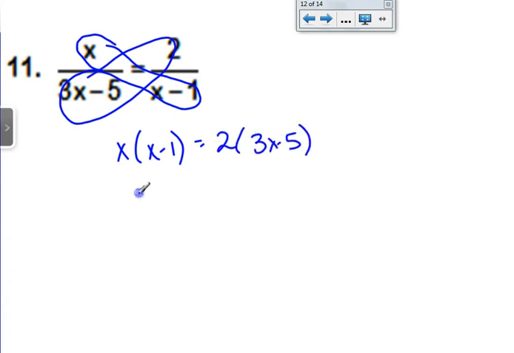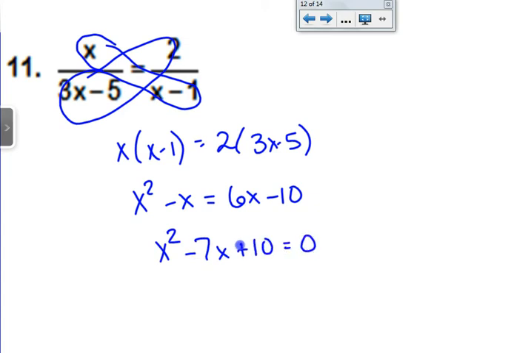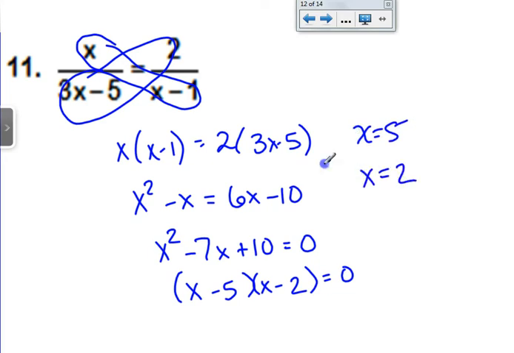And let's go ahead and distribute that. X squared minus x equals 6x minus 10. It is a quadratic. We're going to bring everything to the left. X squared minus 7x, and then it'll become a plus 10 equals 0. Oh, I'm sure that factors pretty easily. So how about a minus 5 and a minus 2? So my two answers are x equals 5 and x equals 2. Again, you check for extraneous solutions. I think we're both good on those.